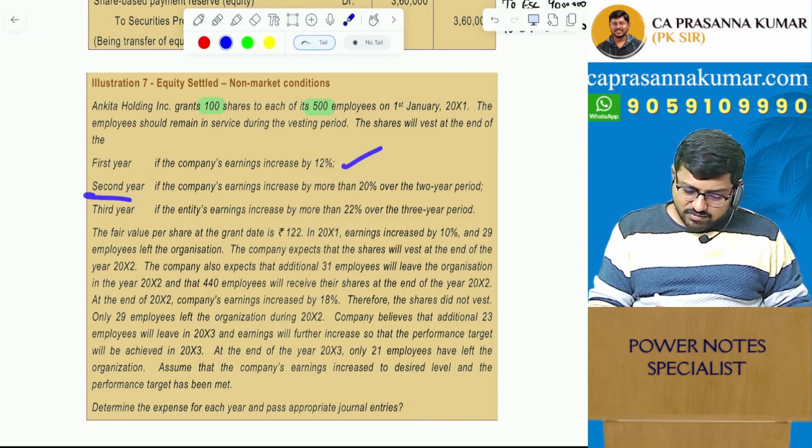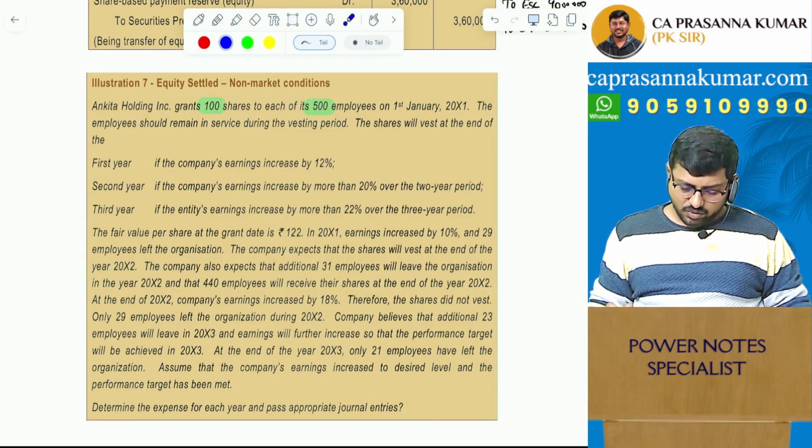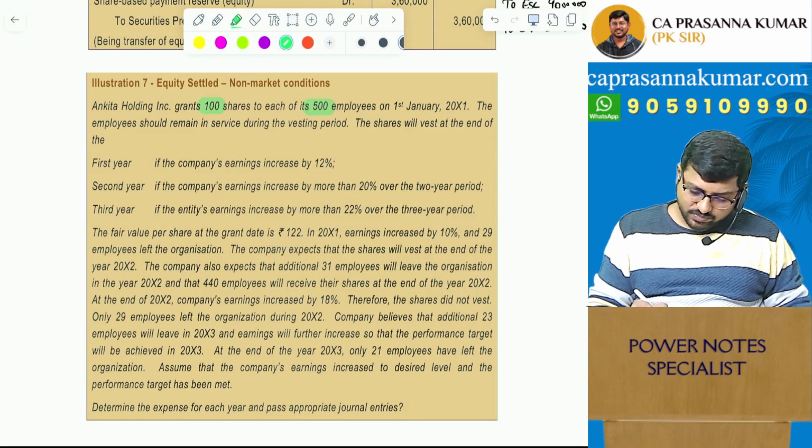Next, second year, if the company's earnings increase by more than 20% over the 2-year period. Third year, if the entity's earnings increase by more than 22% over the 3-year period. The fair value per share on the grant date is 122. Grant date fair value.